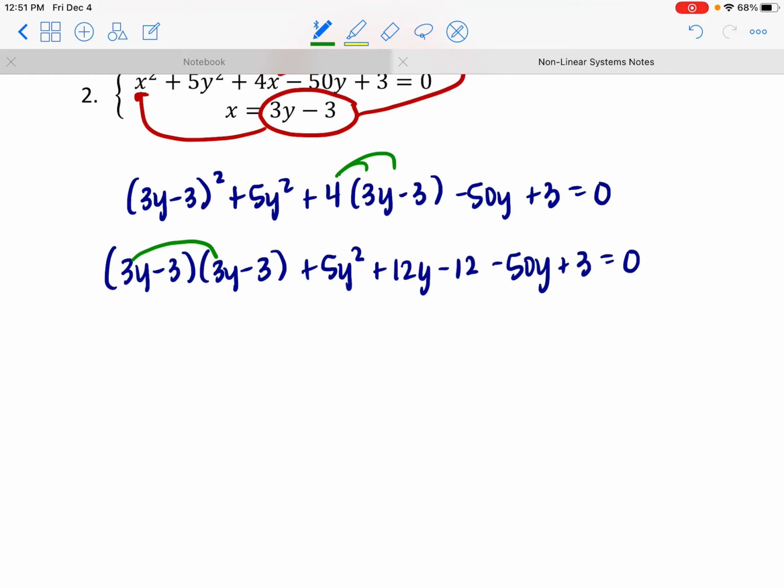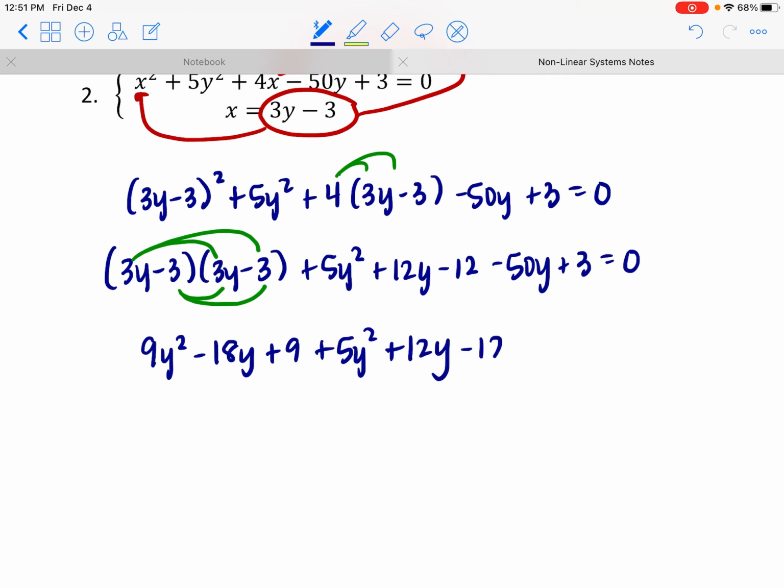So that's going to be a 9y squared. 3y times 3y is 9y squared. This is going to be negative 9y and another negative 9y, which gives me a negative 18y. And then lastly, negative 3 times negative 3 is going to give me a positive 9. And then again, I'm going to bring the rest of this down. And then I'm going to combine all the like terms that I can combine, because this is looking ridiculous.